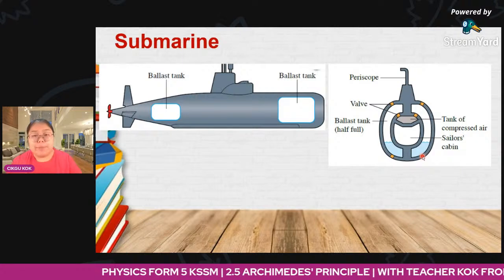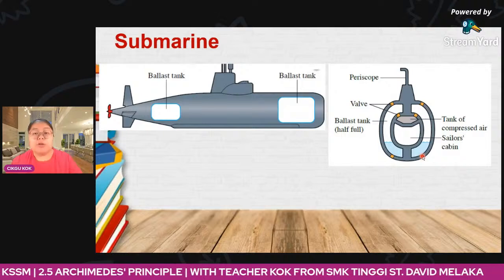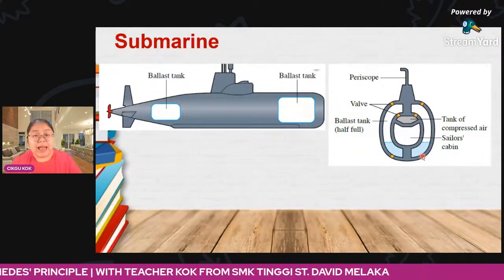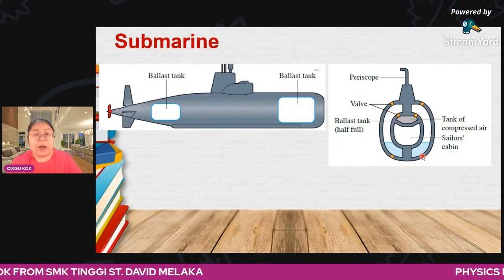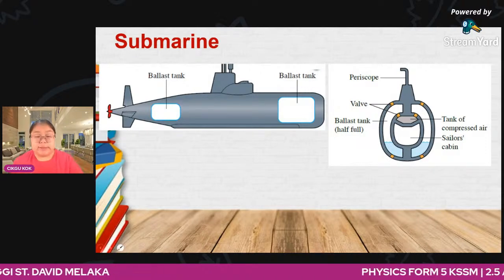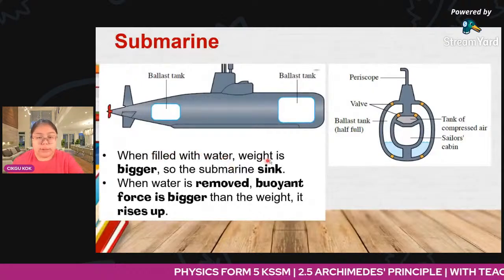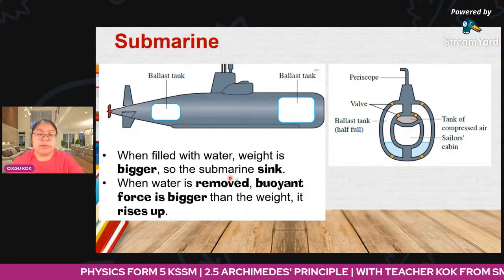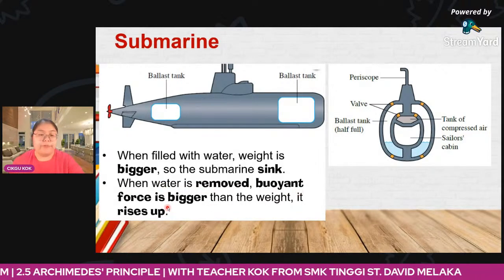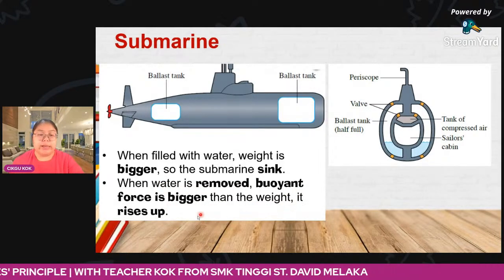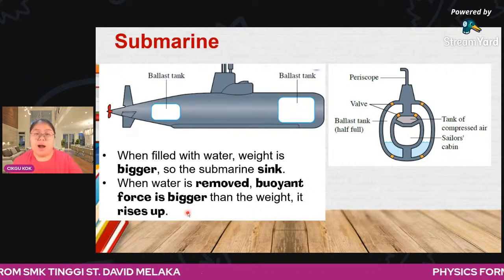How to make the submarine float? You must remove the water from the ballast tank to make the submarine less dense compared to the buoyant force. So the submarine can be lifted up. Okay, let's see the explanation for the submarine, how to move it. When filled with water, the weight is bigger, so the submarine will sink. When the water is removed, the buoyant force is now bigger than the weight, and the submarine will rise up.